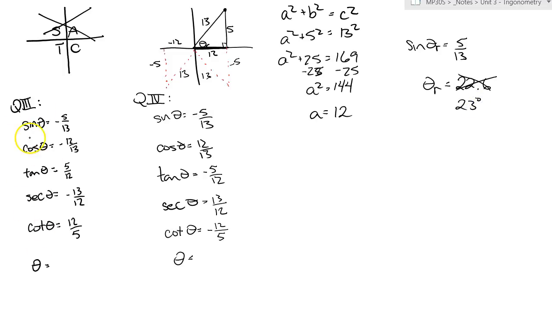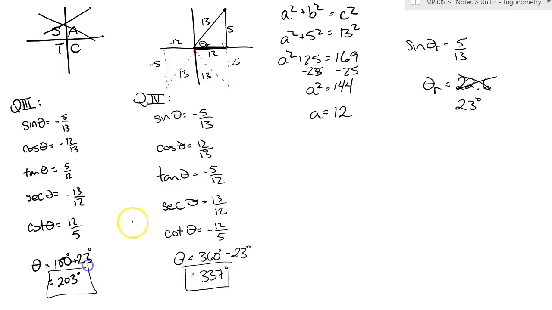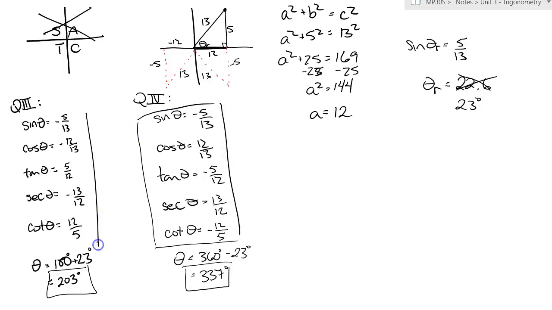So in quadrant 3, we're going to go 180 plus 23, which gives us 203 degrees. And in quadrant 4, we're going to go 360 minus 23 degrees, which gives us 337. So we've got those two angles in addition to our ratios for the two different quadrants.